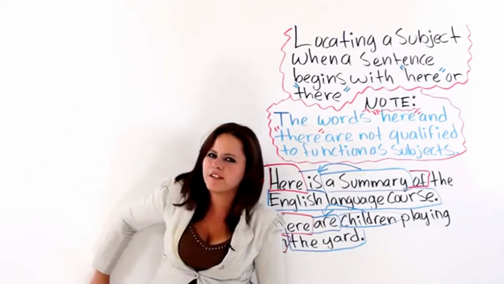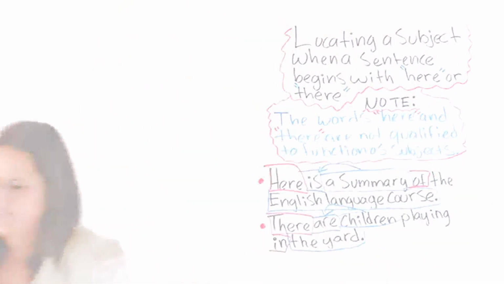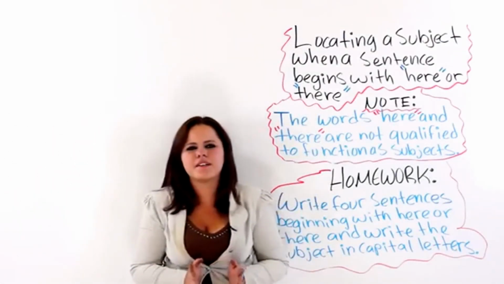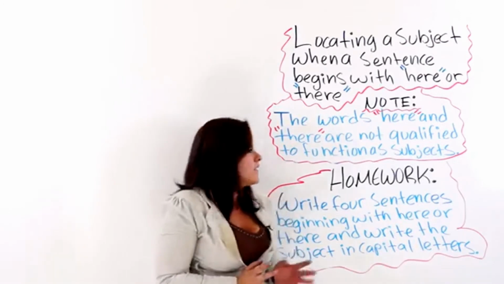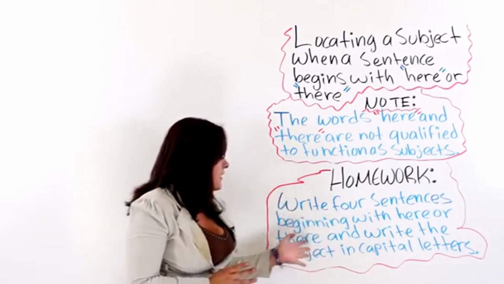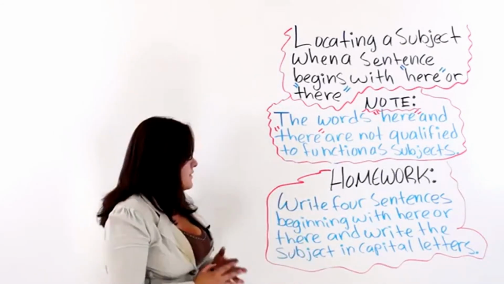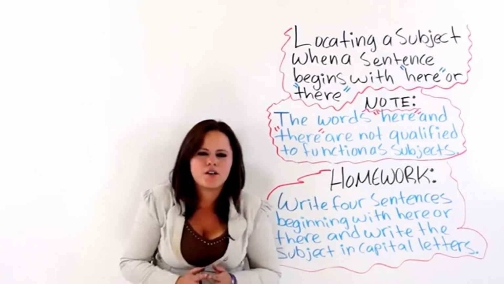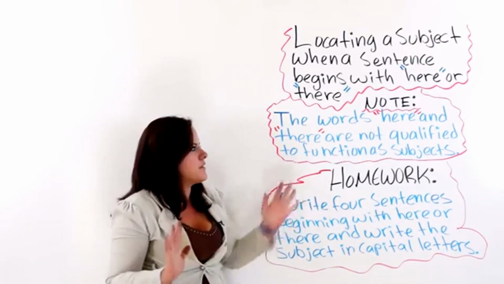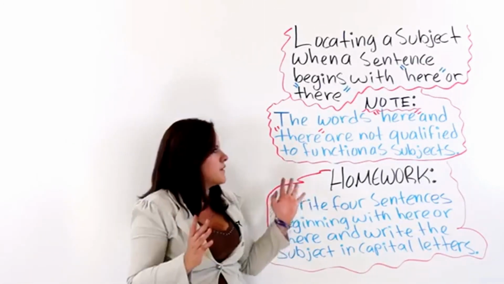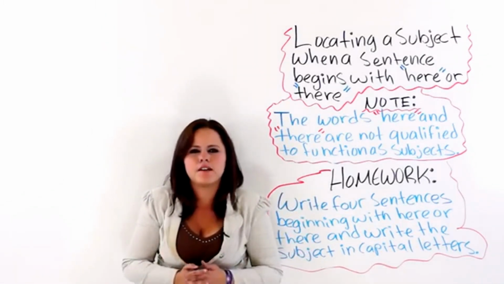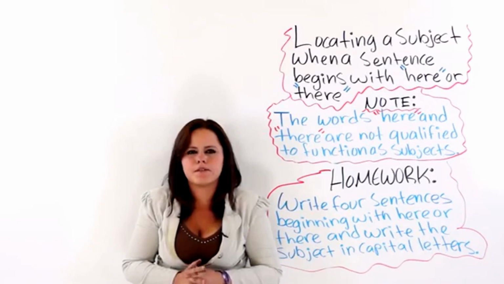Well, next I will leave you some homework. Remember that you need to practice as much as you can. For homework, you are going to write 4 sentences beginning with here or there, and write the subject in capital letters. Remember the rules, remember the tip here, the note. The words here and there are not qualified to function as subjects. And also remember that prepositional phrases cannot have a subject of a verb.